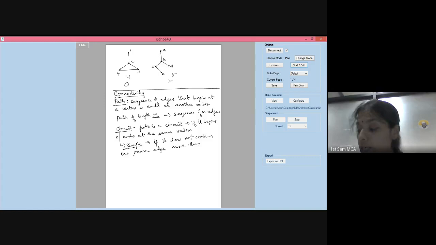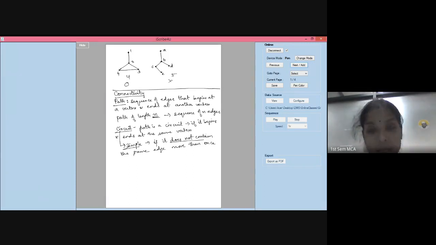If it does not contain the same edge more than once. So what is a path? A path is a sequence of edges. If you have a path from one vertex to another vertex, that means you are going to traverse many vertices before you reach the final vertex. That is called a path.